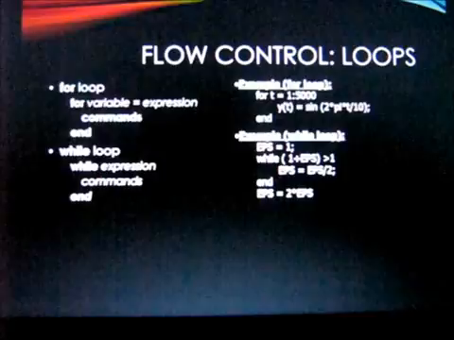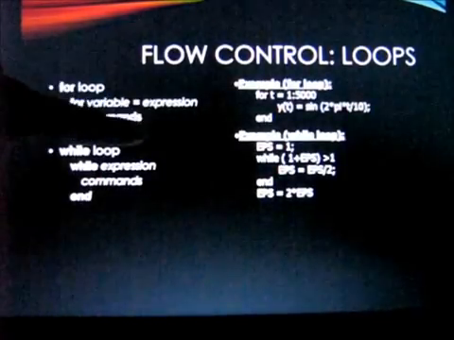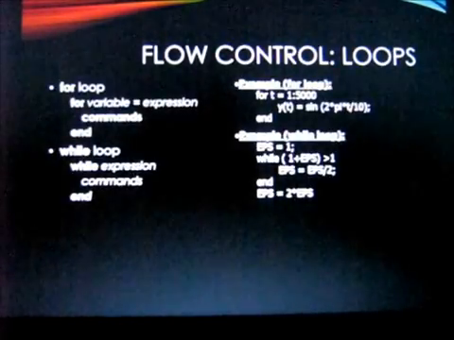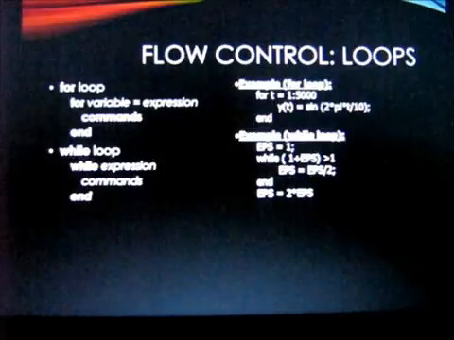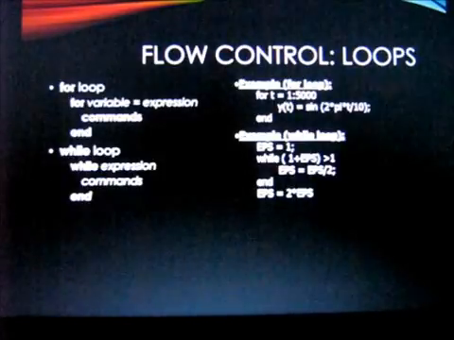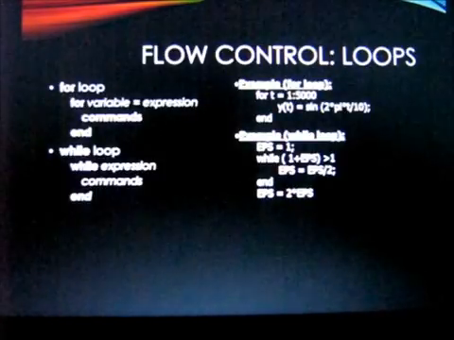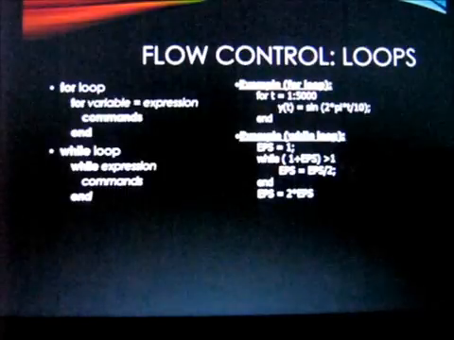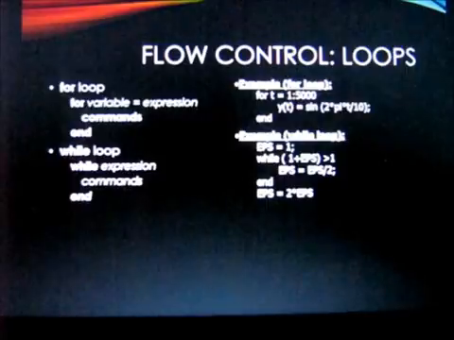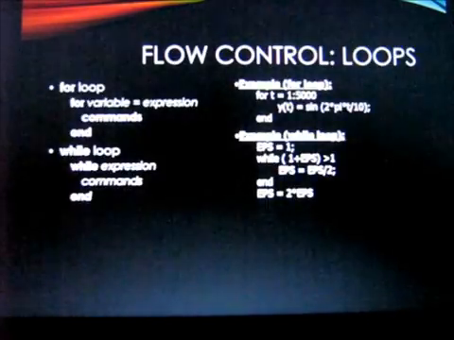You can see, for variable equals expression we write something like t equals 1 to 5000, y of t equals sine of 2 pi t by 10. In case of a while loop also we write EPS equals 1, while 1 plus EPS. In this case first the expression is checked, then the command is run, then it comes out of the loop. So both have their advantages and disadvantages, but the most used one is the for loop.